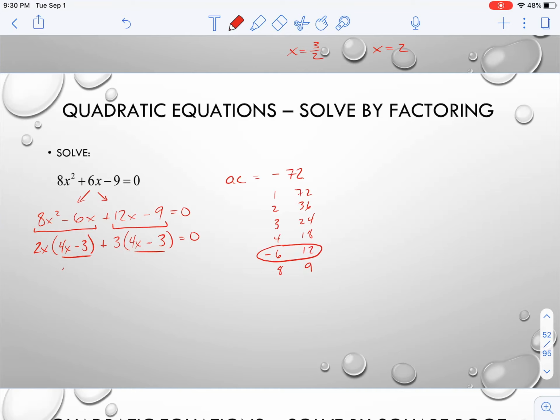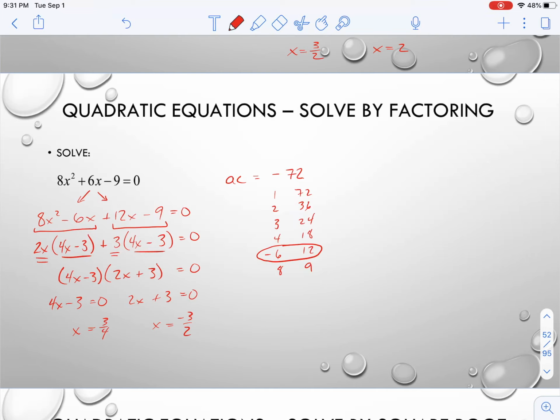I'm going to pull it out. So I'm going to have 4x minus 3, and I'm going to be left with 2x plus 3, still equal to 0. At this point now I can set each factor equal to 0. 4x minus 3 equals 0, and 2x plus 3 equals 0. And when I solve my two factors, I'm going to get x equals 3/4 and x equals negative 3 halves as my two answers here.